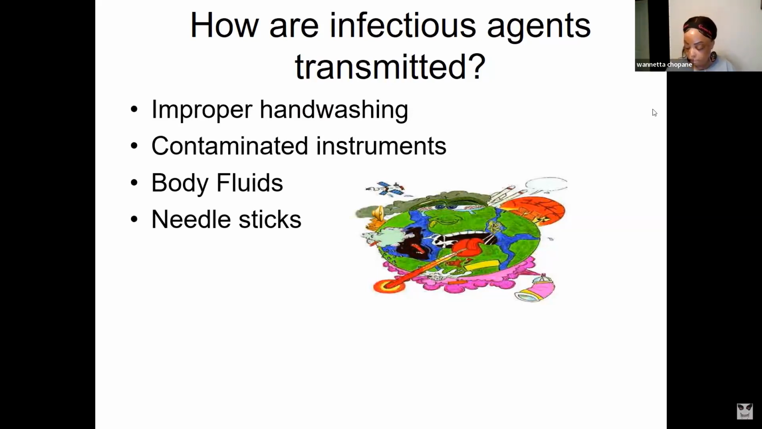So if you ever get stuck with the used needle that you just used on a patient, then you must follow the protocol of the hospital or the clinic or the lab you're at. Follow the protocol because you're going to have to get checked out yourself and the patient to determine if anything infectious was transmitted. So again, improper hand washing, contaminated instruments, body fluids, and needle sticks. These are all how infection agents can be transmitted.